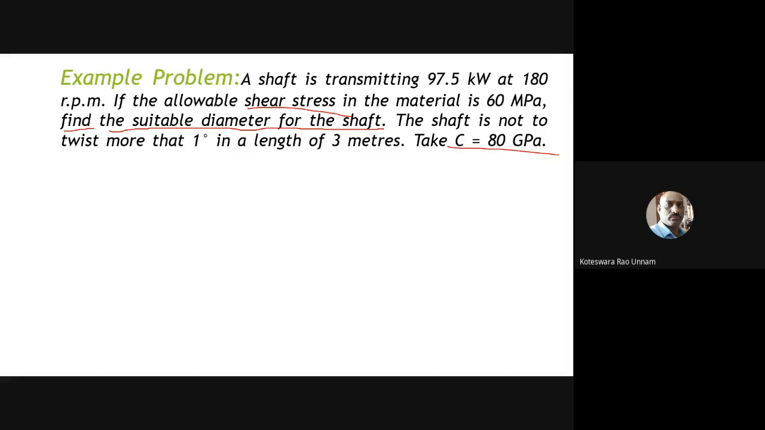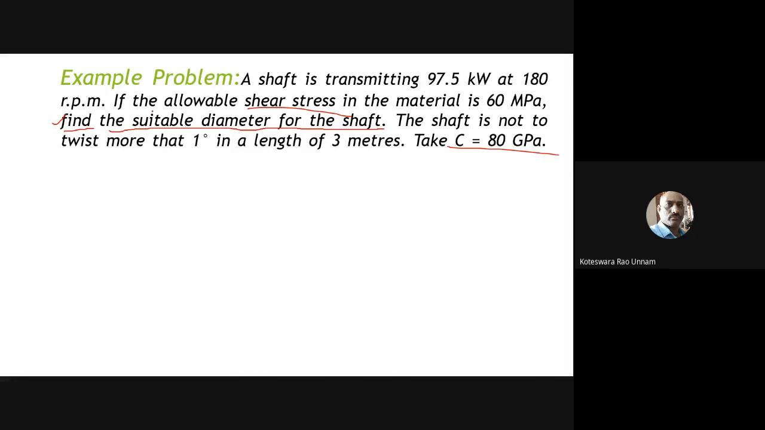Suppose the sizes and dimensions of the component are given and you are asked to calculate what is the stress, then we'll call it an analysis problem. So in the analysis we will say whether the component is safe or not. Whereas here we need to design the component for safe working. So we need to find the suitable diameter, which means it is a design problem. That's okay, up to that point.